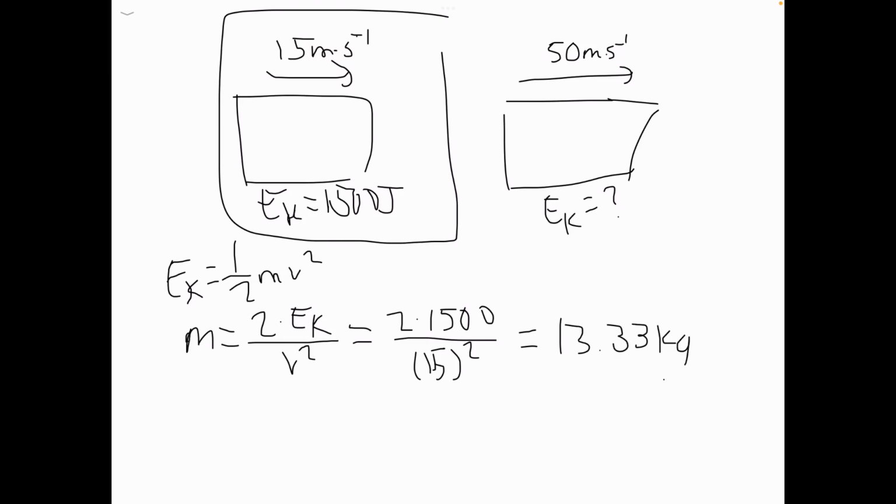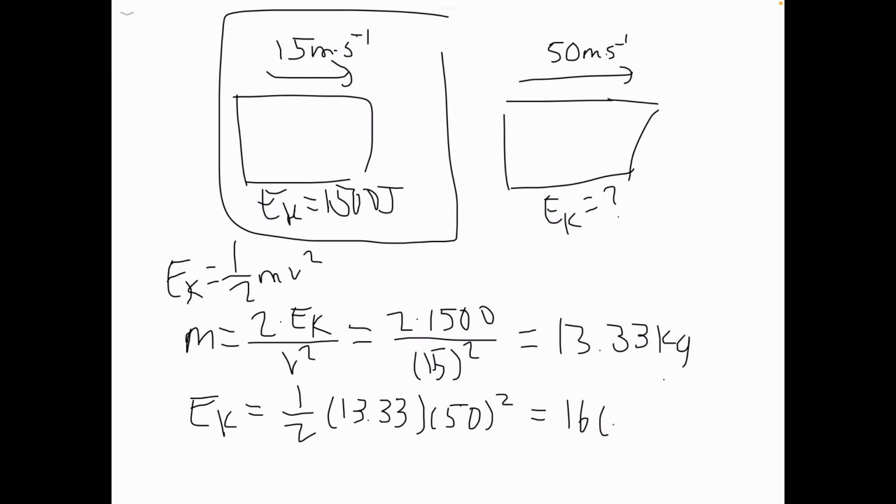13.33 kilograms. And now we can use the kinetic energy formula for the second body, or the second scenario, which will give us 1 over 2 times 13.33 times 50 squared, which is equal to 16,662.5 joules.